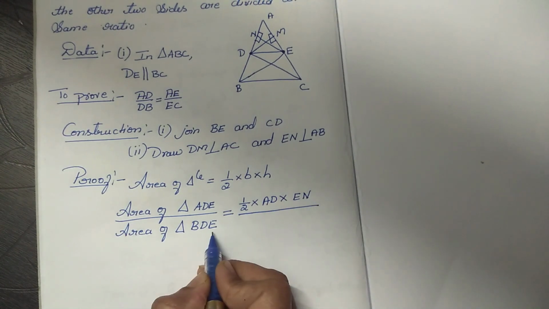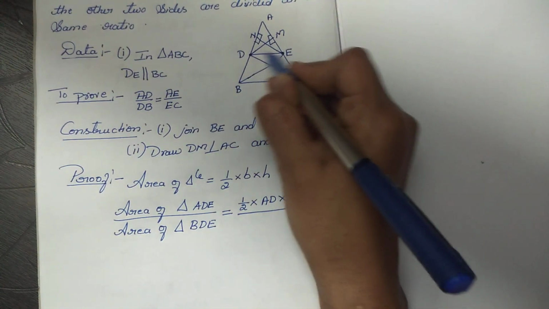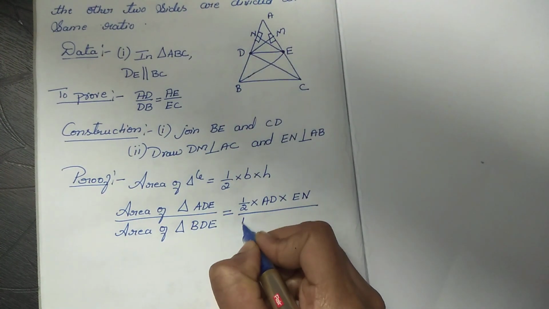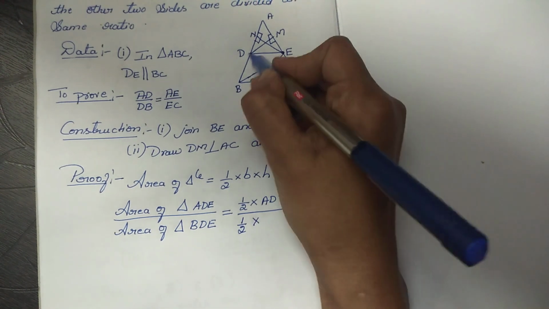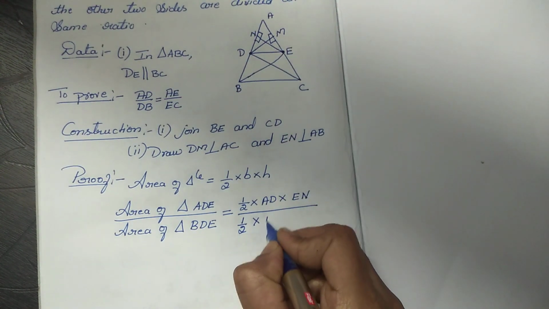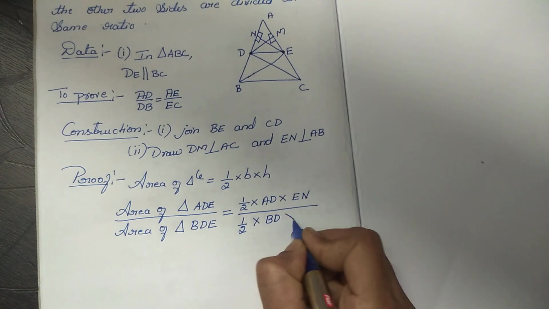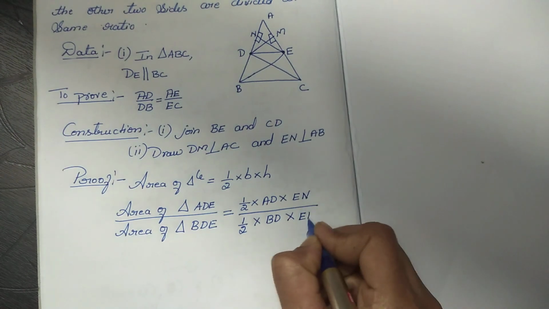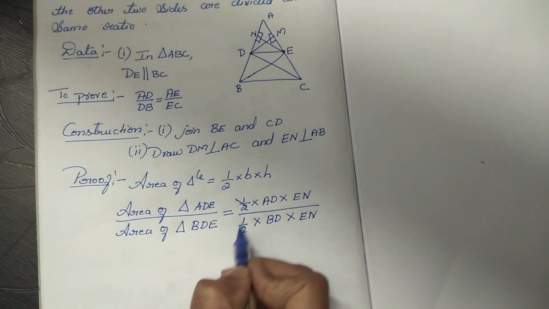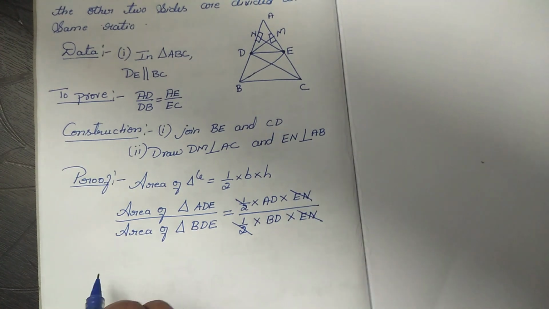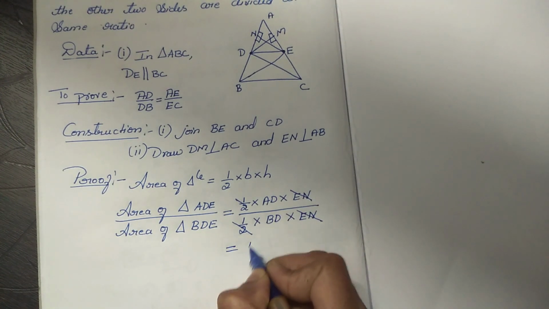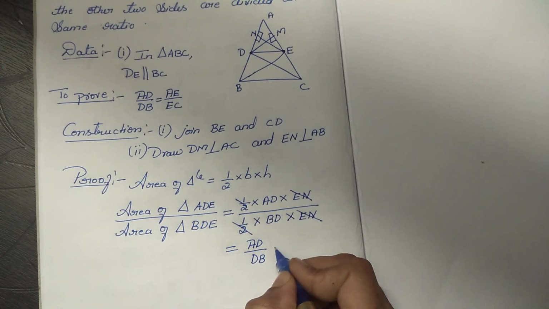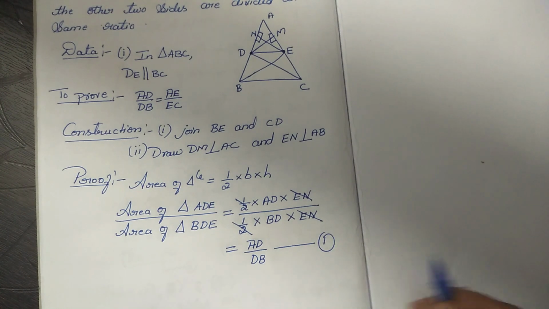Similarly, in area of triangle BDE, the base will be BD or DB, into the height EN. So here half and EN cancel each other. The remaining is AD by DB. Either you can write BD or DB. Let it be equation number 1.